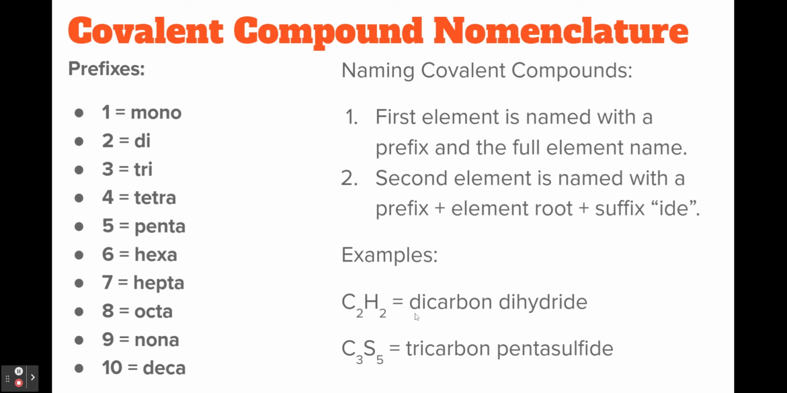Dicarbon means 2 carbons, and then dihydride is 2 hydrogens. It's not dihydrogen. You have to change the ending of the second word to "ide." And the other example, C3S5, that would be tricarbon pentasulfide, not pentasulfur, but pentasulfide.